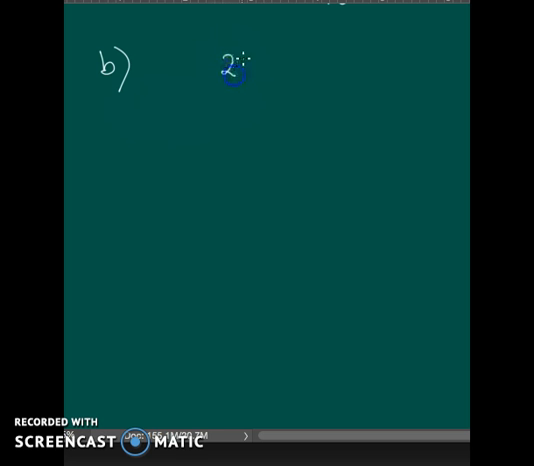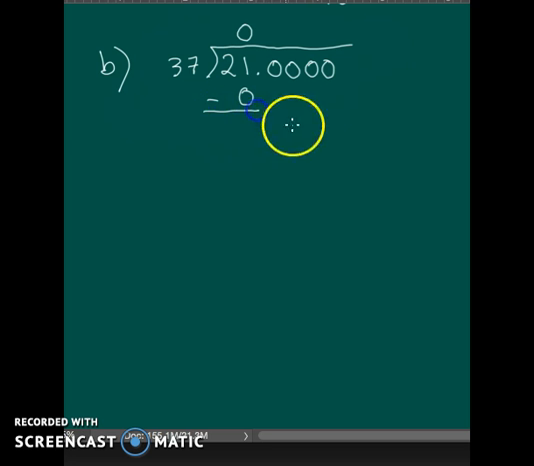So we have 21. They give us 4 decimal places with zeros to start with, divided by 37. So I'm going to start with asking myself, how many times does 37 go straight into 21? And the answer is 0. 0 times 37 is 0, and I will subtract that from 21. I get 21. So I'll take down another 0 from here.